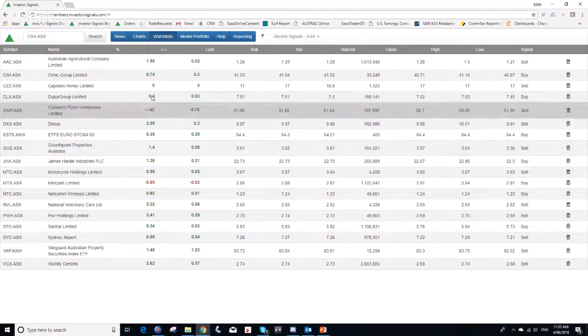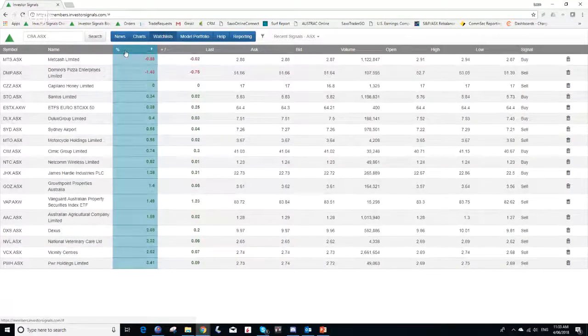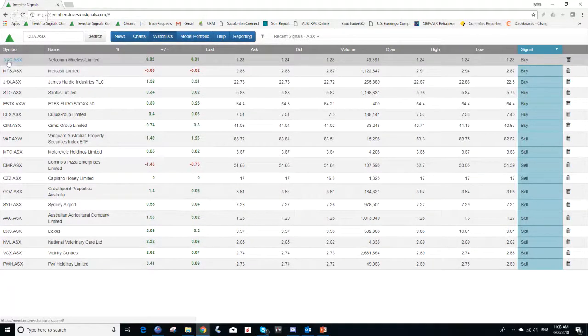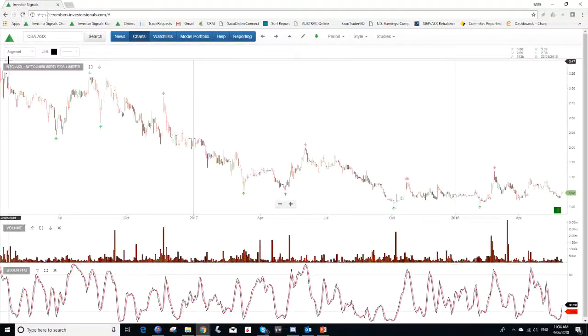Now, you can arrange this watch list by percentage term, sorting in either ascending or descending order by clicking on that column. You could arrange by whether it's a buy or a sell. Today what we're going to do is simply pick any stock within this list by clicking on the code, which takes us into the chart, and then we're going to toggle through the recent signals.